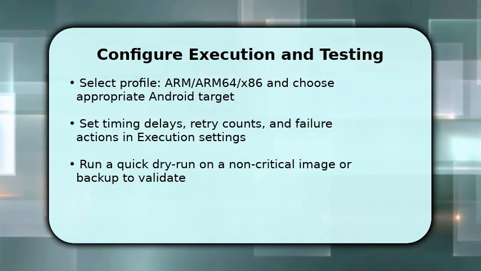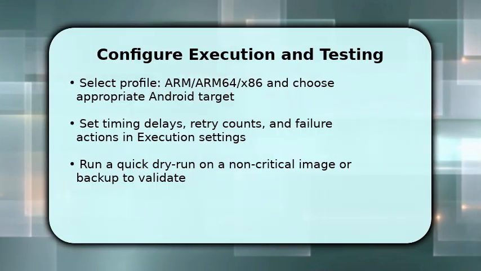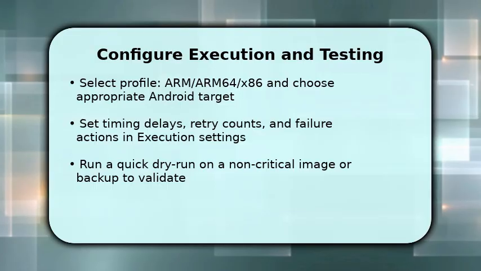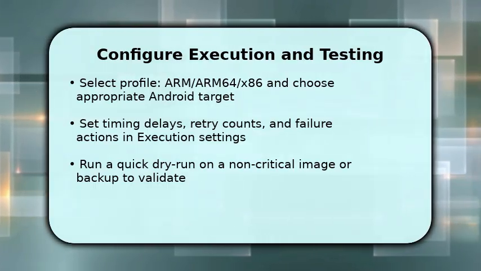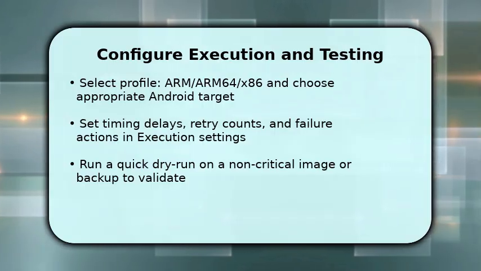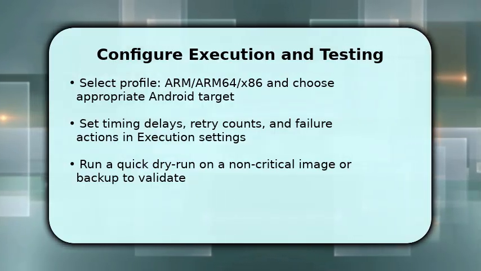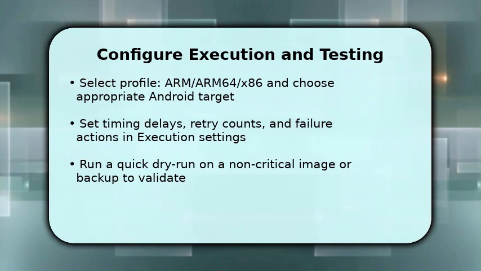You should run a dry run or test on a backup image so you can watch behavior without risking your main system. While testing, watch logs for permission denials and adjust delays. Automation often needs small pauses to accommodate UI lag or slow I/O.